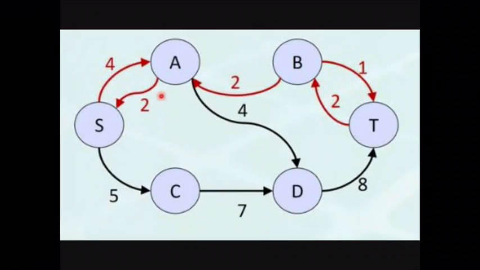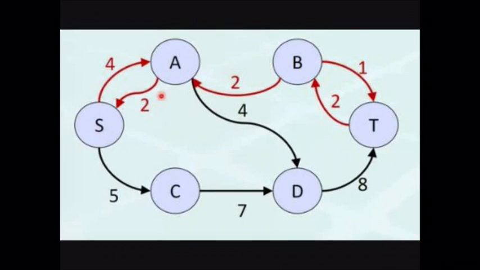And this will be changed to 1. Now we add a backward arc from each arc on the path. Add 2 to the capacity of its reverse arc. This will be 2, this will be 2, and this will be 2. So this is a residual flow network.